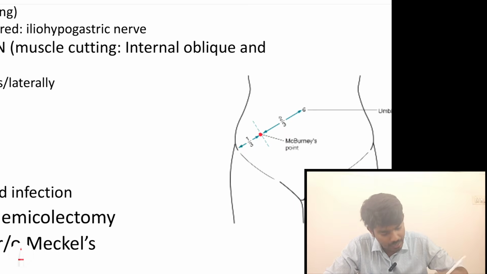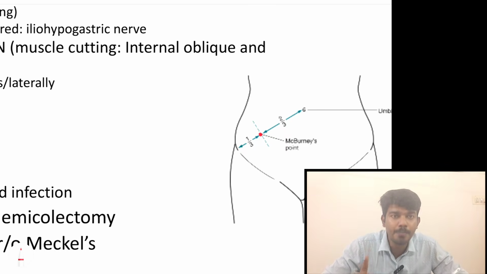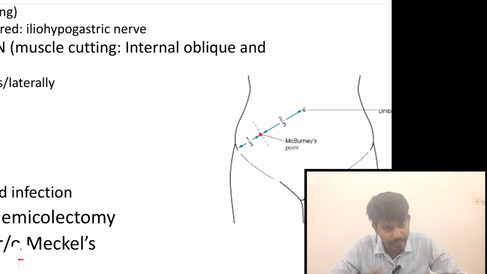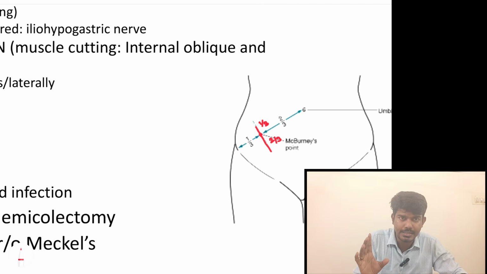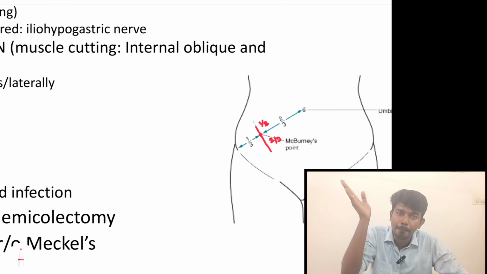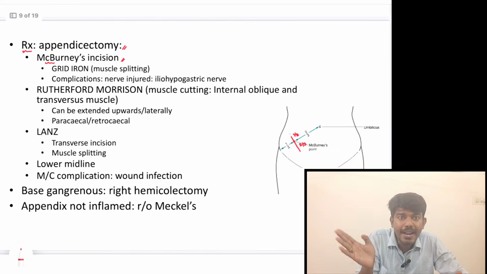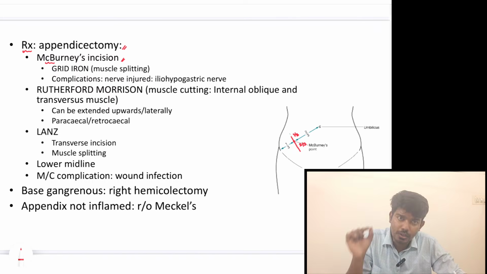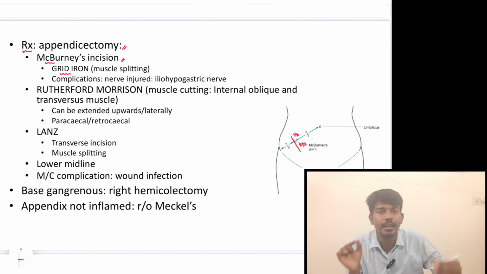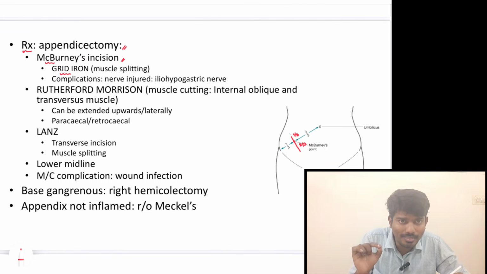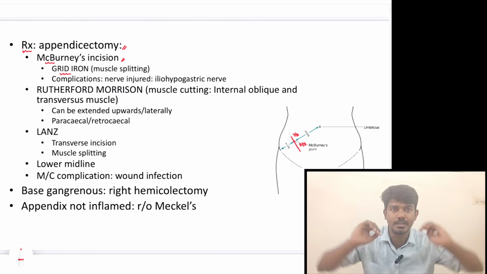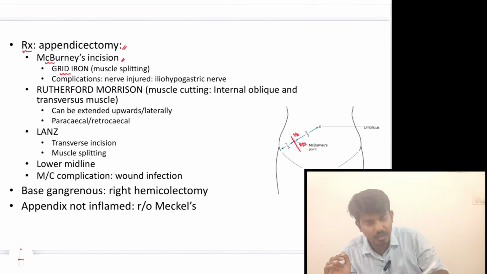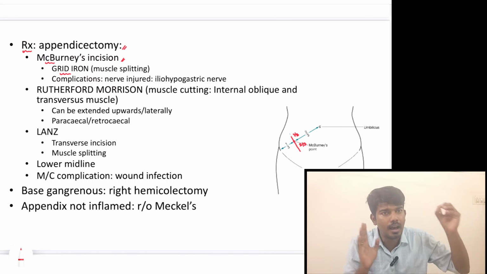Taking the McBurney spine, we put an incision perpendicular to the spino-umbilical line at the McBurney spine. The upper part of the incision length has to be 1/3 and the lower part has to be 2/3. This is McBurney's incision. Here it is also called the gridiron incision. Here we are not going to cut the muscles, we are just going to split the muscles and go inside. So that is called the McBurney's or gridiron incision.